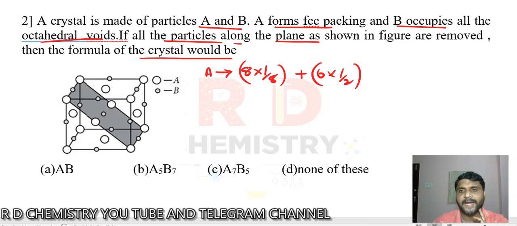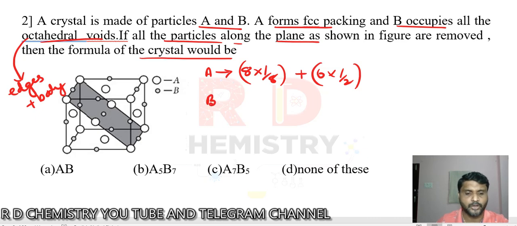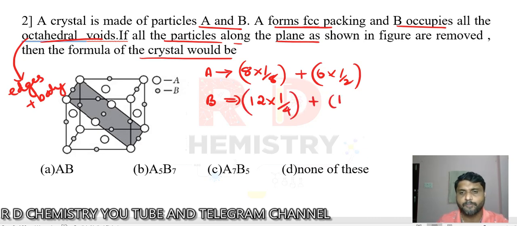Fine. And B occupies all the octahedral voids. Where will be the octahedral voids? Octahedral voids are there on the edges, plus one on the body center. These are the locations of the octahedral voids. So B will be on 12 edges, each edge contribution is 1 by 4, plus body center contribution is 1. So it is 4 particles and 4 particles.